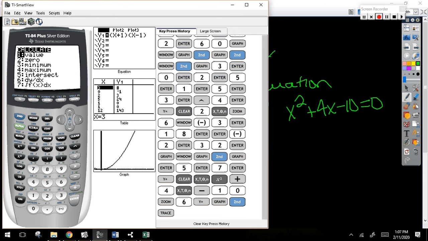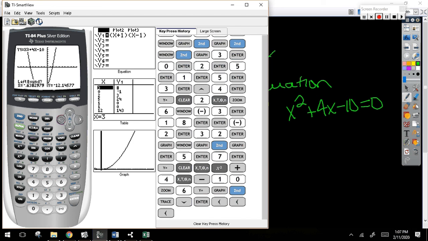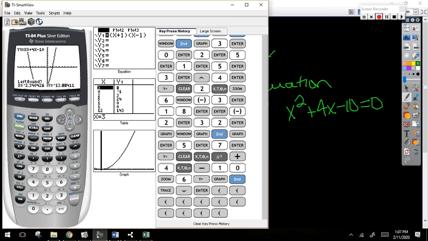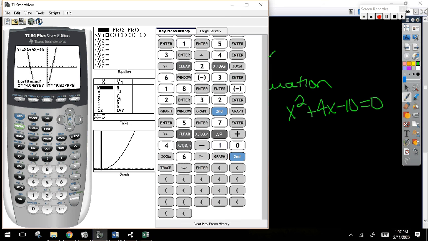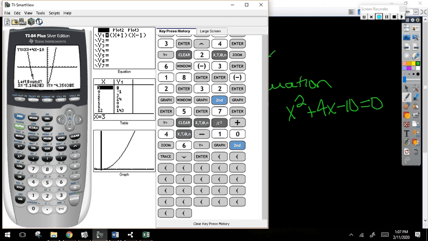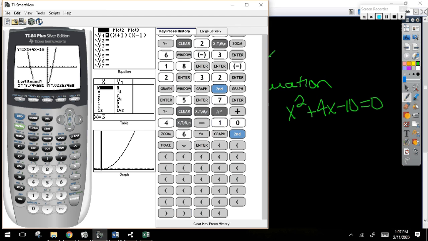Now here's where it gets a little bit confusing. If you start going left and right, you'll see I call it my little spider. He kind of blinks around as you travel around the curve. Put your spider close to the place where it's crossing the x-axis. Don't hit anything else. Just move him around until he's pretty close to that point you're trying to find.